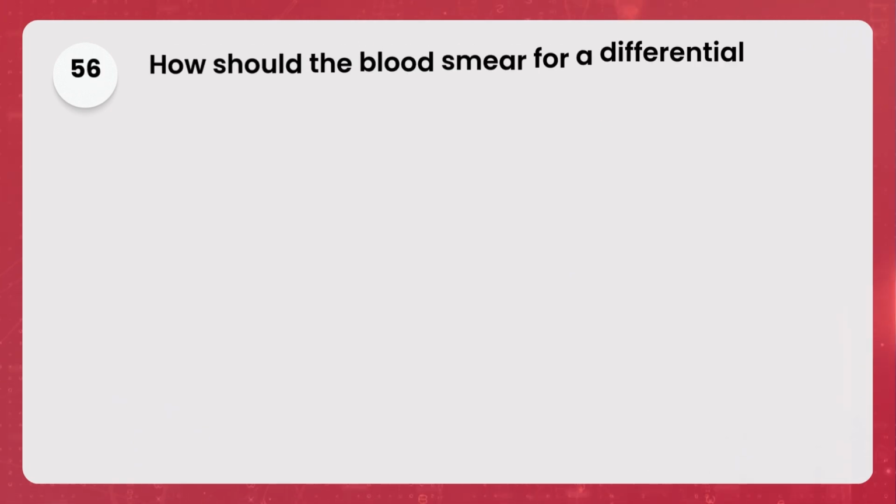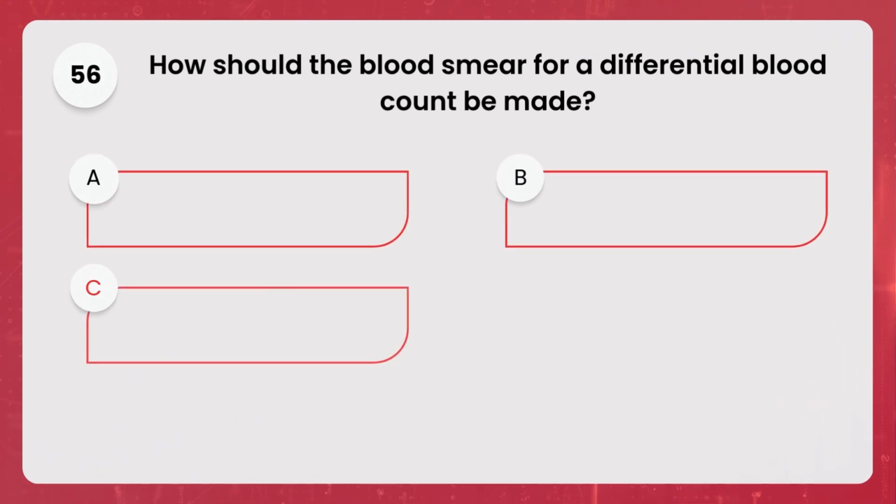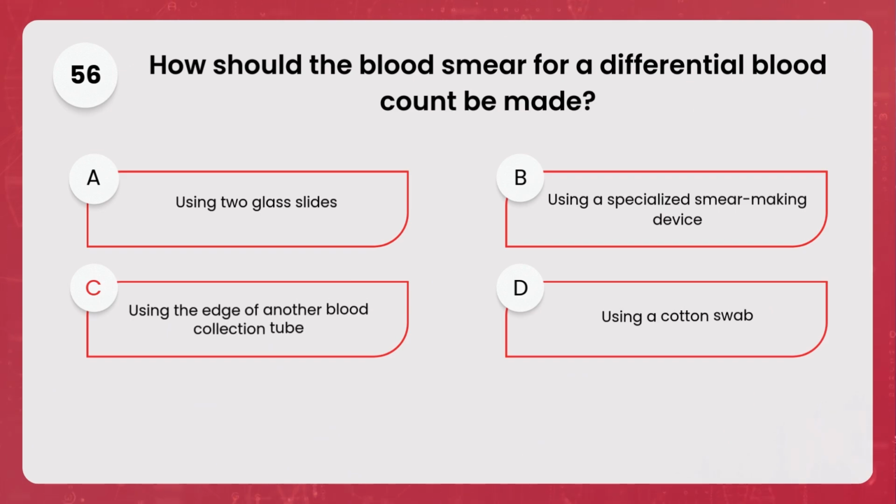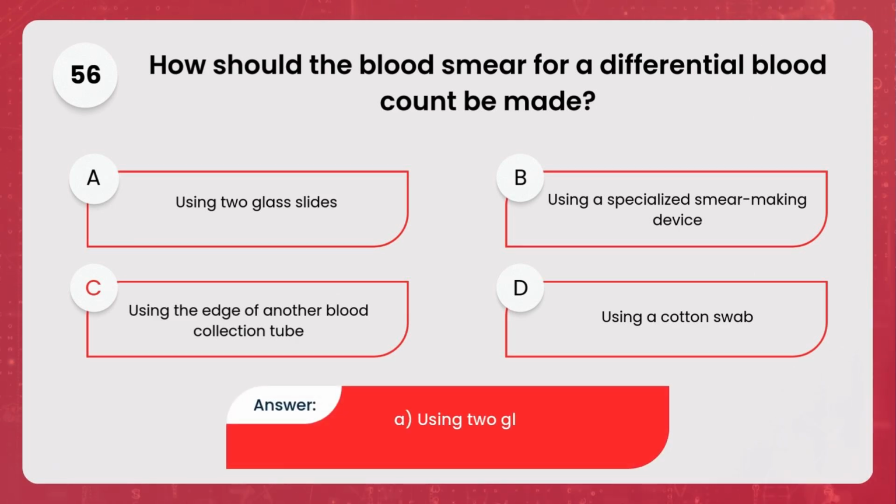Number 56. How should the blood smear for a differential blood count be made? A, using 2 glass slides. B, using a specialized smear-making device. C, using the edge of another blood collection tube. Or D, using a cotton swab. The answer is A, using 2 glass slides.